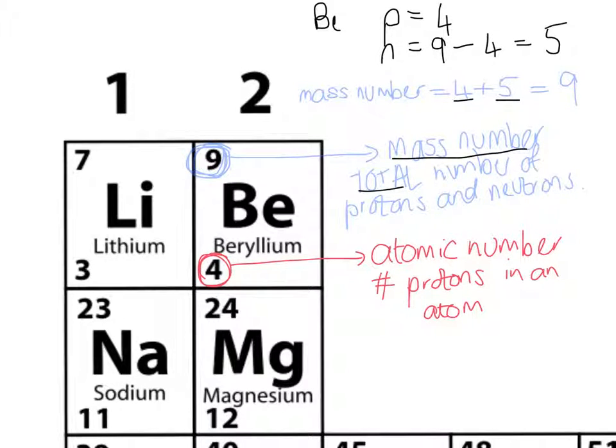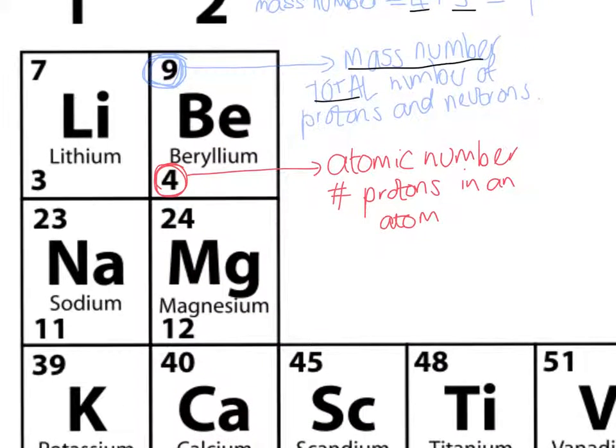Let's now take the example of magnesium below it. So for magnesium we want to first look at our atomic number. And our atomic number we can see here is 12. So that's our atomic number. If we remember, the atomic number is equal to the number of protons in an atom. So the number of protons is equal to 12.